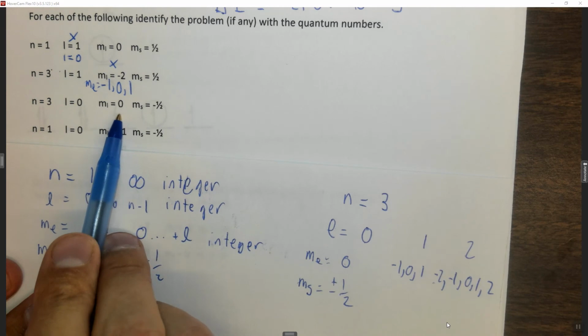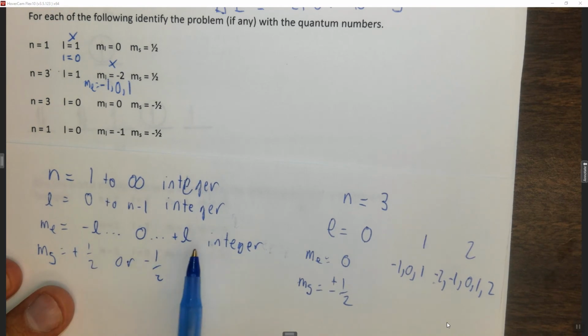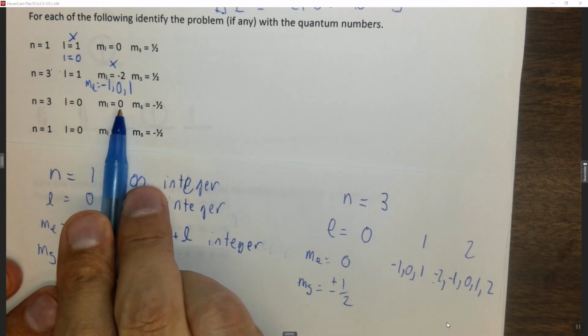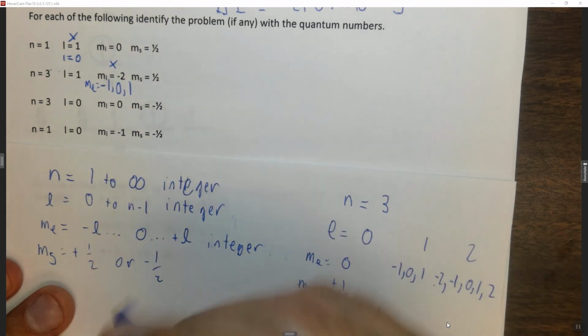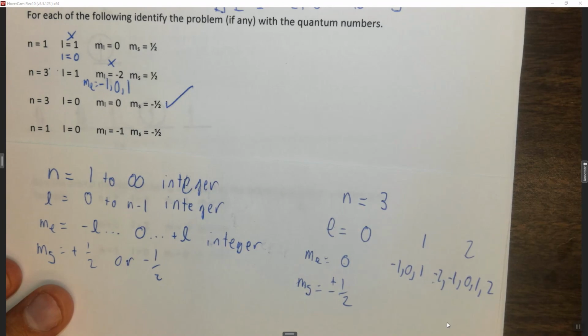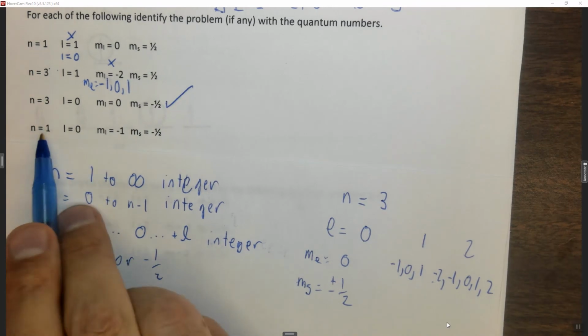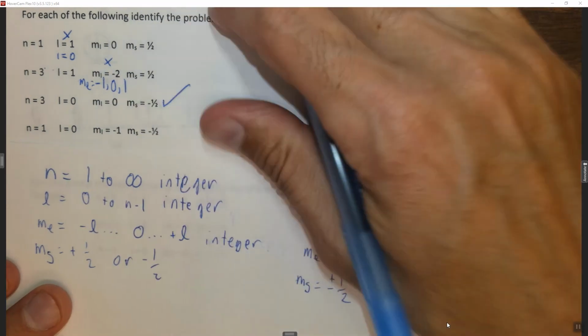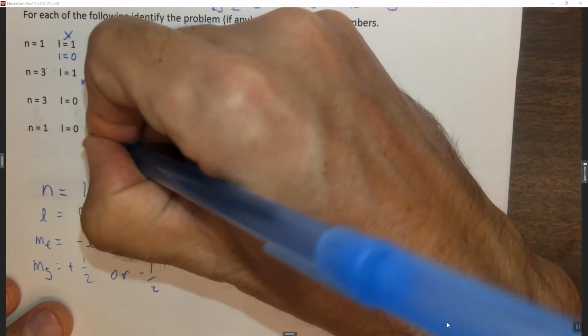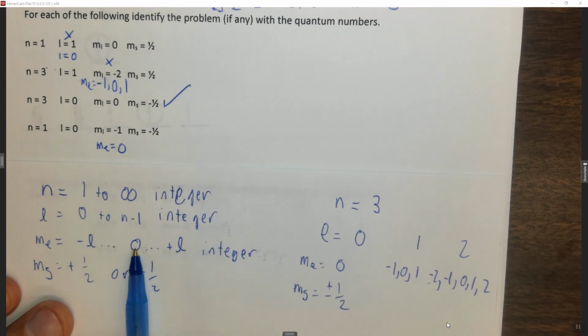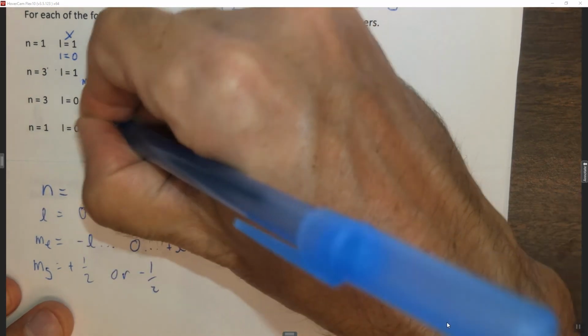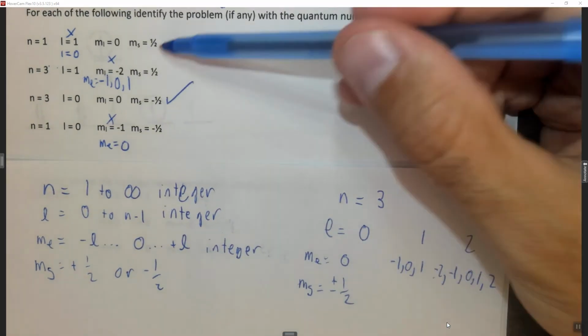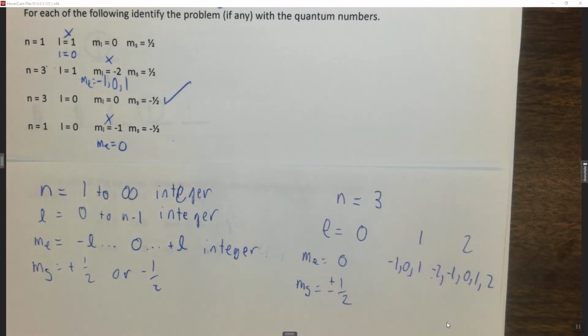If L equals 0, m sub L has to equal 0, because remember, m sub L is negative L through 0 to positive L, so negative 0 to 0 to positive 0, so just 0. So if L equals 0, m sub L is 0. m sub S can either be plus or minus a half, so this one doesn't have any problems. If n equals 1, L can equal 0, in fact L must equal 0. If L equals 0, m sub L must equal 0 because it's negative 0 to 0 to positive 0, which is just 0. It can't be negative 1. So the first, second, and fourth choices have mistakes, and the third choice doesn't have any problems.